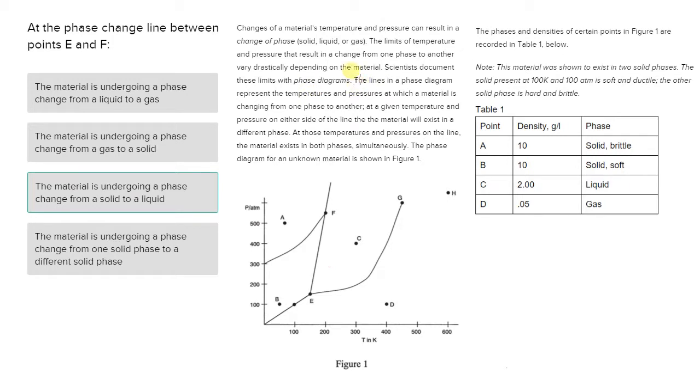Anytime you don't understand what's happening in a diagram, look back into the text for the answer. You can see here that it says in the phase change diagram, the lines represent the temperatures and pressure at which a material is changing from one phase to another. So at this line we're being asked about, point E to F.